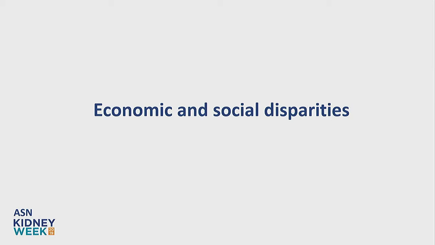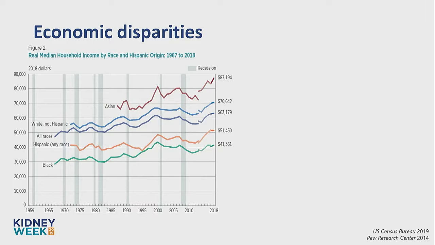So, economic and social disparities among African Americans in this country. African Americans comprise 14% of the population. This graph on the left is from the U.S. Census Bureau from 2019 that shows consistent median household income disparities between the different racial groups in this country. As you can see with this blue line, white non-Hispanic households have had persistently higher median household income compared to black households. As of 2018, the median household income for whites was $70,000 as opposed to $41,000 for black households.